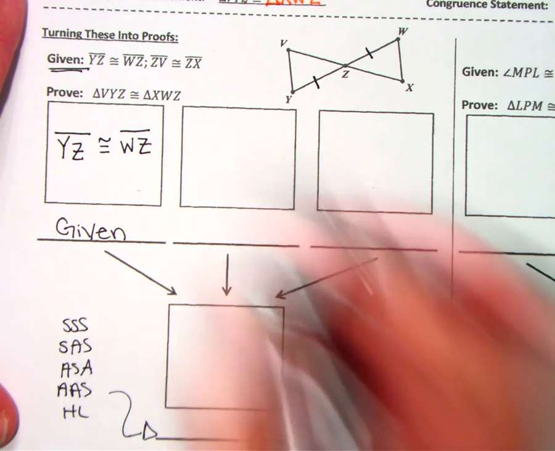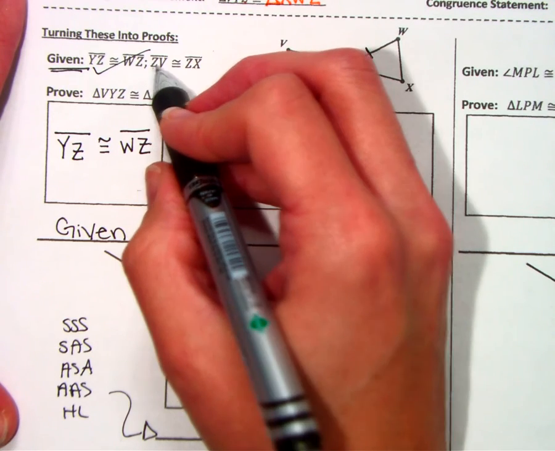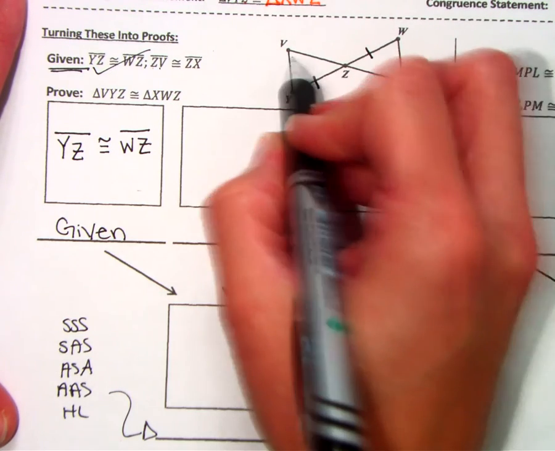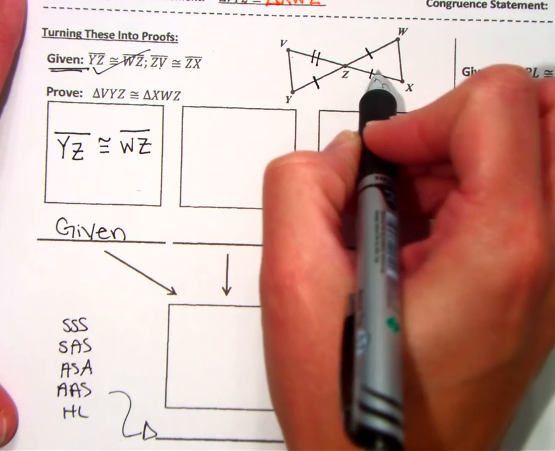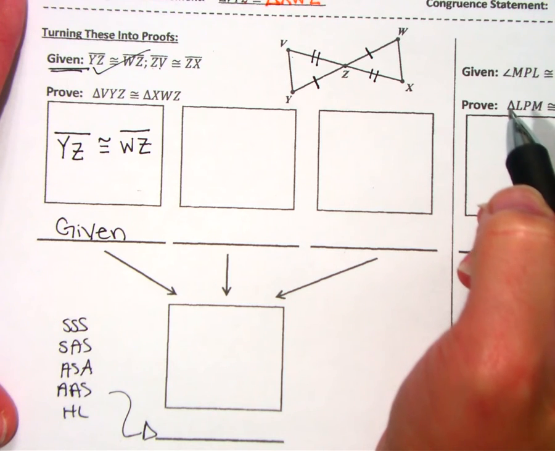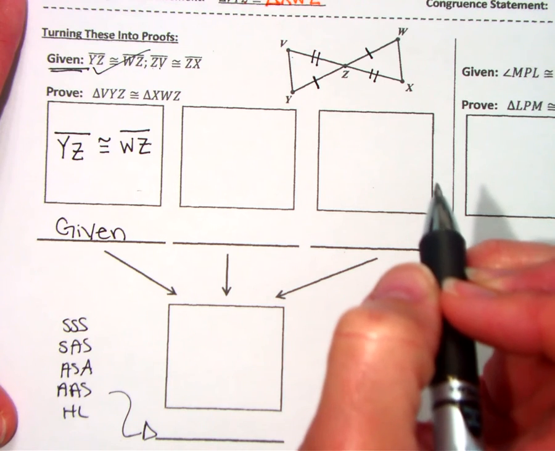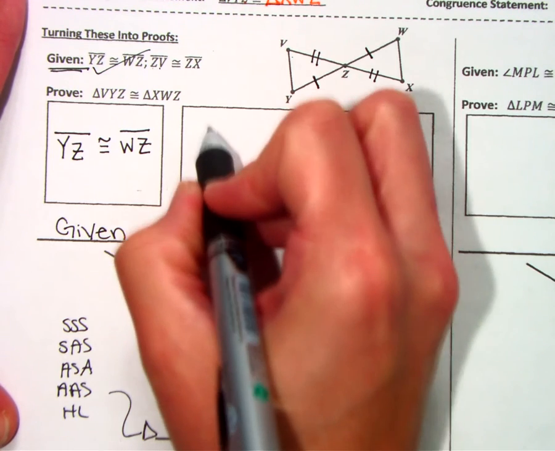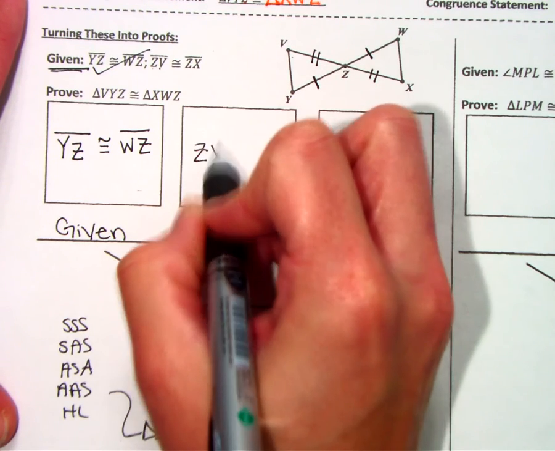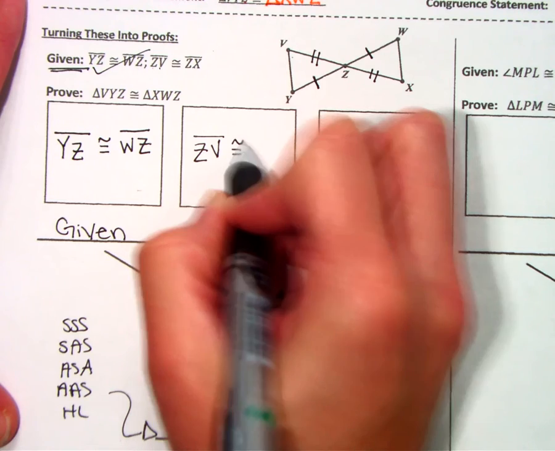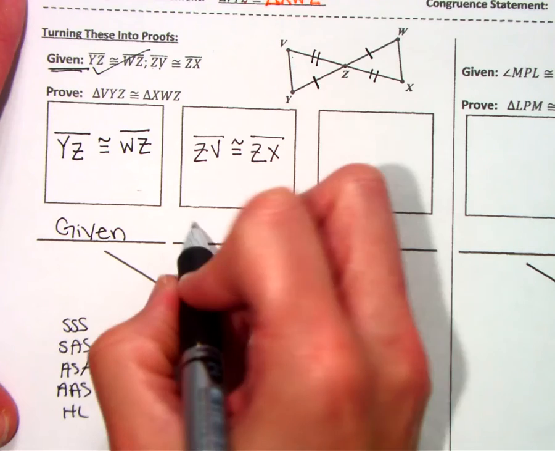Okay, then we move on to the next one. So I have dealt with this given. Let's move on to the next one. ZV, that's this one, is congruent to ZX. So I'm going to write that in here. So every time you mark it, you have to write it. And then you have to say why. That one was also in the given statement.